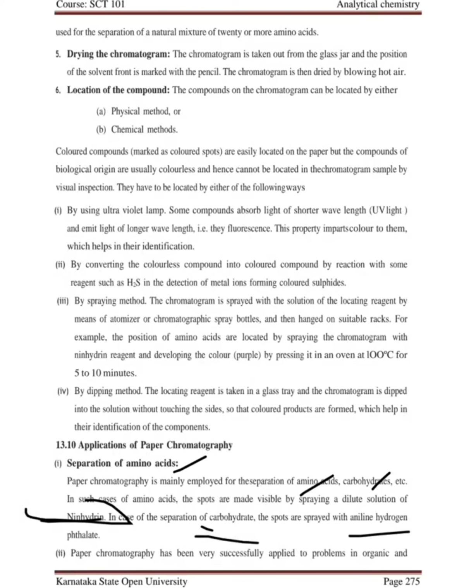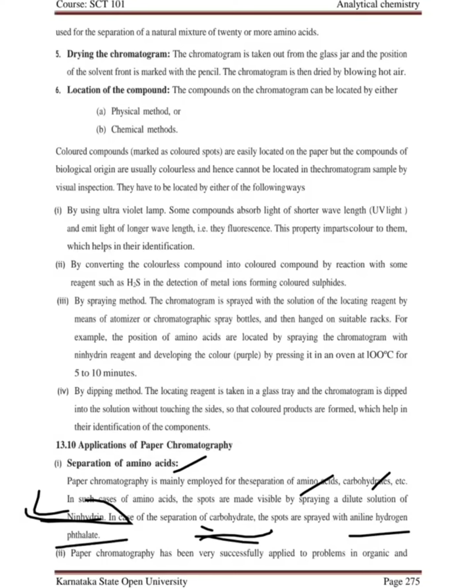aniline hydrogen phthalate. Carbohydrates can be spotted. The spots are sprayed to identify them, using chemicals such as ninhydrin and aniline hydrogen phthalate.